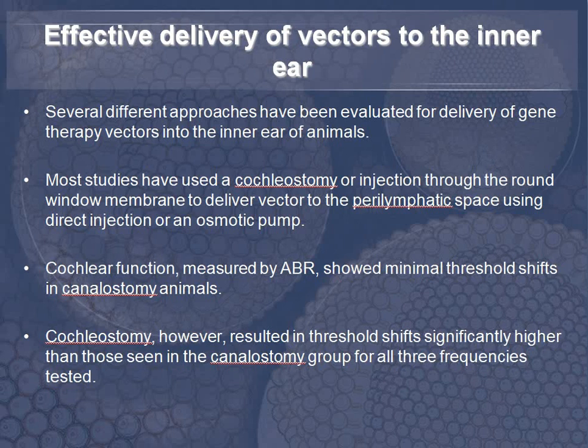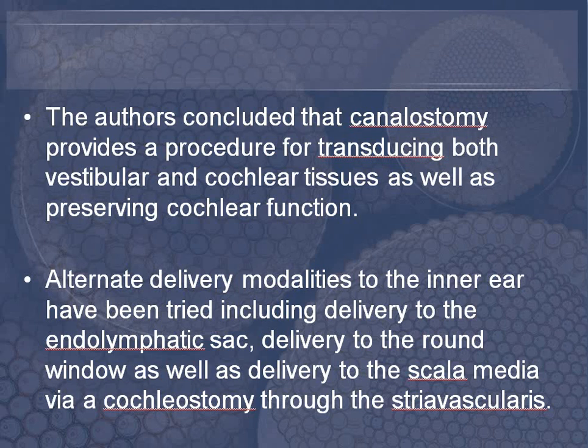Cochlear function measured by the ABR showed minimal threshold shifts in the canalostomy animals. Cochleostomy, however, resulted in threshold shifts significantly higher than those seen in the canalostomy group for all the three frequencies tested. So the authors concluded that the canalostomy provides a procedure for transducing both vestibular and the cochlear tissue, as well as preserving the cochlear function. Alternate delivery modalities to the inner ear have been tried, including the delivery to the endolymphatic sac, delivery to the round window, as well as the delivery to the scala media via the cochleostomy through the stria vascularis.